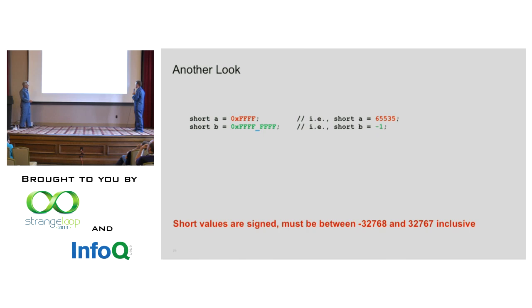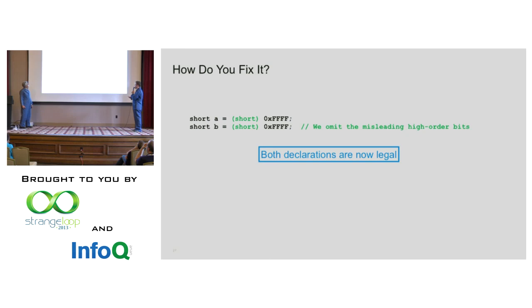Well, how do we fix it? The fix is simple. With the first one, we can just cast it to a short. This will be an explicit cast, and it'll take the bits and assign them to that short. With the second one, we were stripping off the high order bits in the last example. So in this case, it's really equivalent to assigning 0xFFFF and also casting it to a short. You would have gotten the same value if you'd left the 16 bits in there.